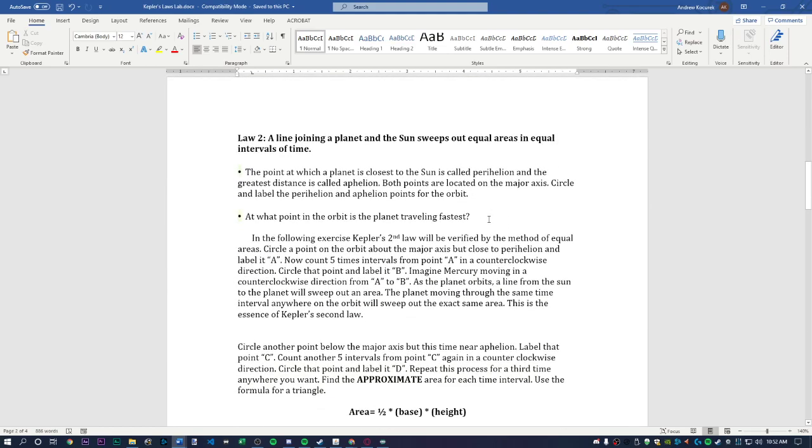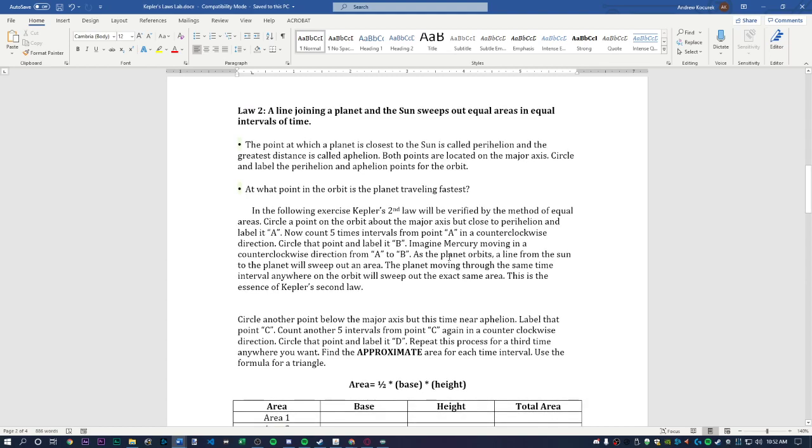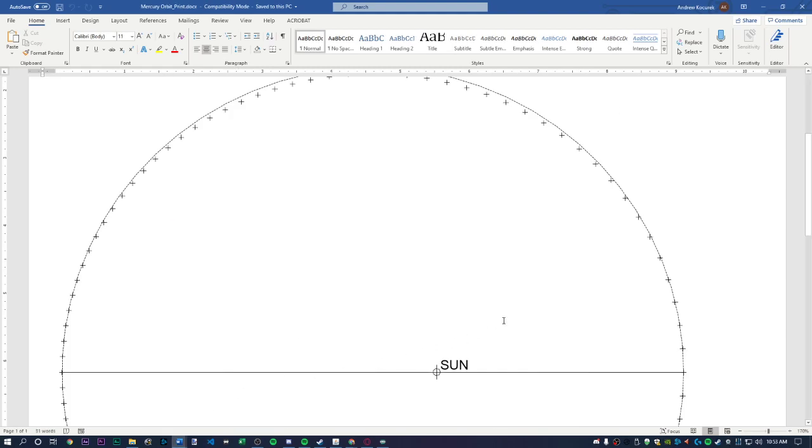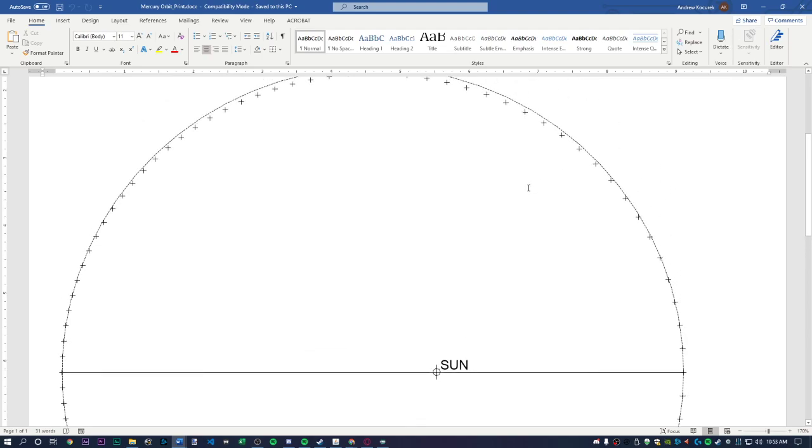Okay. Law 2 is the law that everybody has trouble with because of the way that the triangles are measured. Law 2 explains that the orbit of an object sweeps out equal areas in equal amounts of time. So what this is saying is that every one of these points is an equal amount of time. I forget exactly what amount of time; it doesn't really matter. Let's call it 1 day. Every day, this is where Mercury has moved.